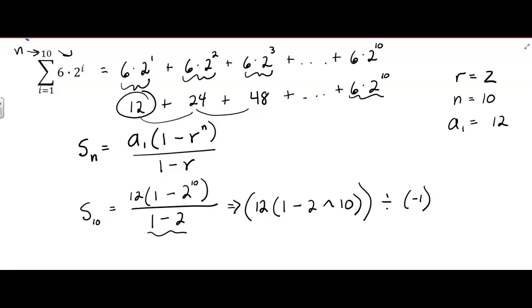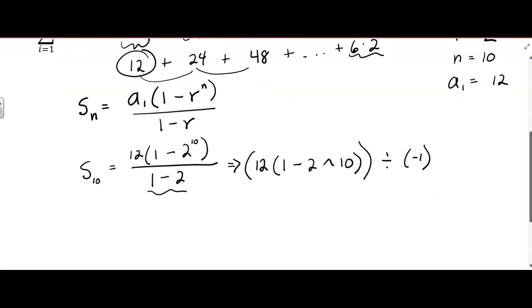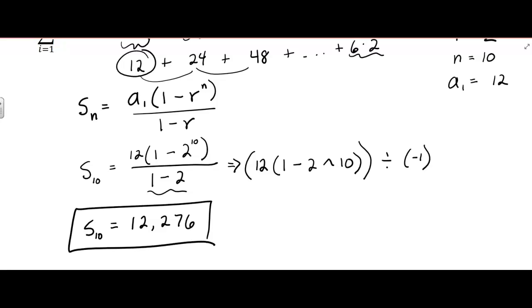But let's put this in a calculator. Parenthesis 12, parenthesis 1 minus 2 exponent 10, parenthesis, parenthesis, divided by negative 1. And I'm getting the sum of my first 10 terms is 12,276. Hopefully that's what you get on your calculator. If not, play around with your calculator so you can get that number. We are not doing that by hand, so you want to work with your calculator so you can get these calculations correct.